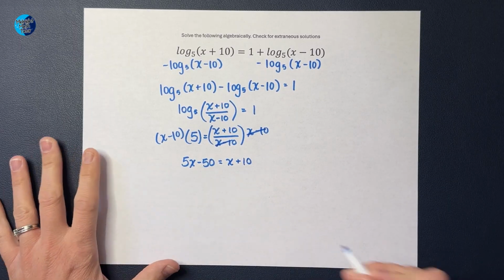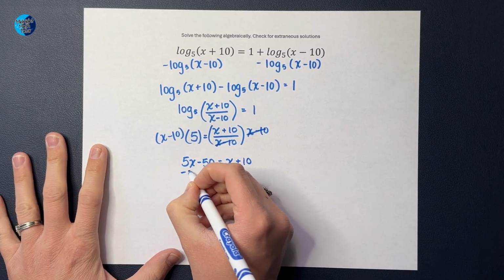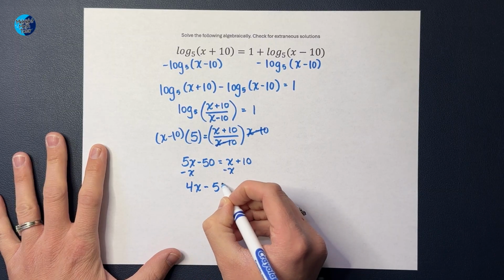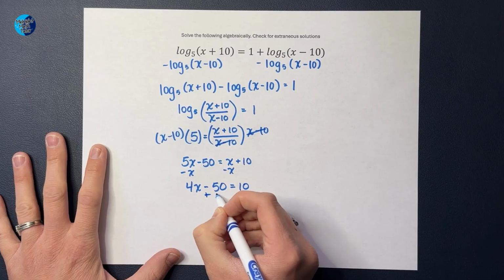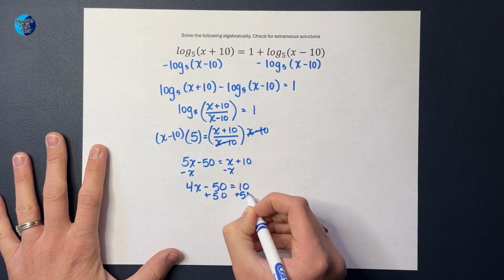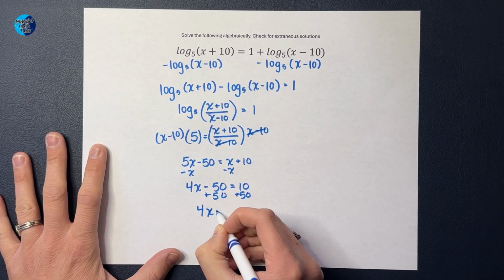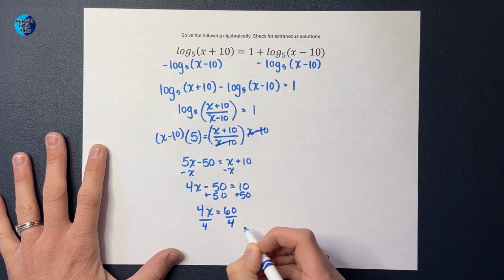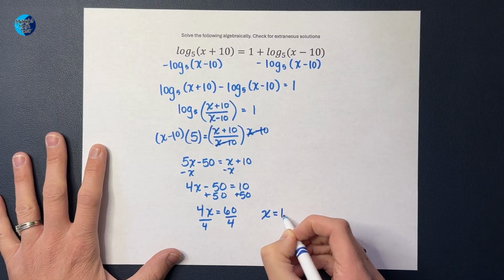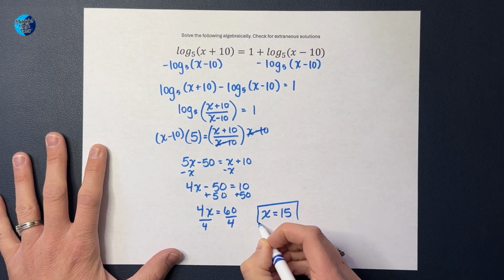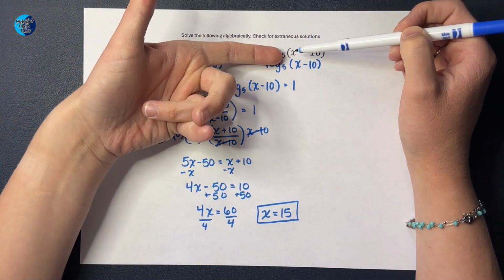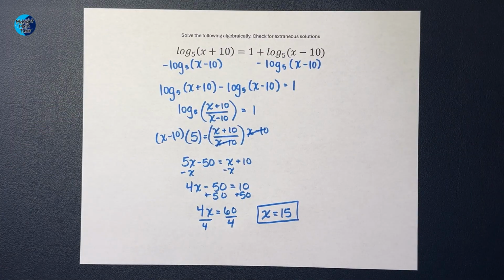All right, I've got variables on both sides again. So let's try and get those back together. Subtract x. So I'll have 4x minus 50 equals 10. Add that 50 to both sides, and I get 4x equals 60. Then I'm going to go ahead and divide by 4, and I end up with x equals 15. All right, let's make sure it's not extraneous. 15 plus 10, that's going to be positive. 15 minus 10, that's going to be positive. So this is a good solution.